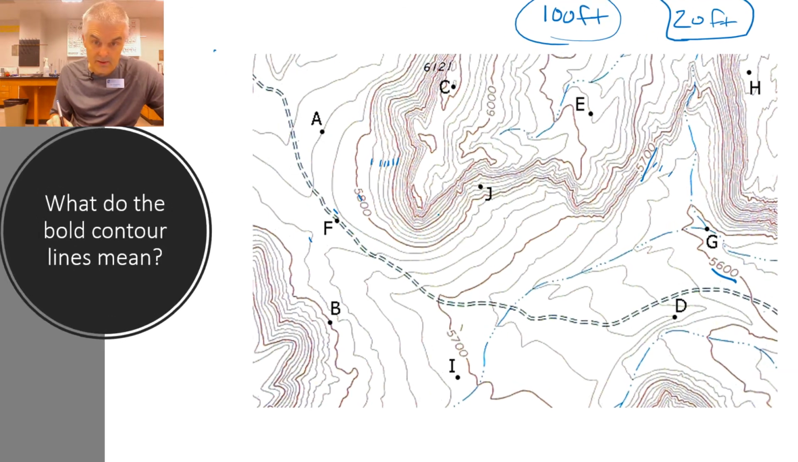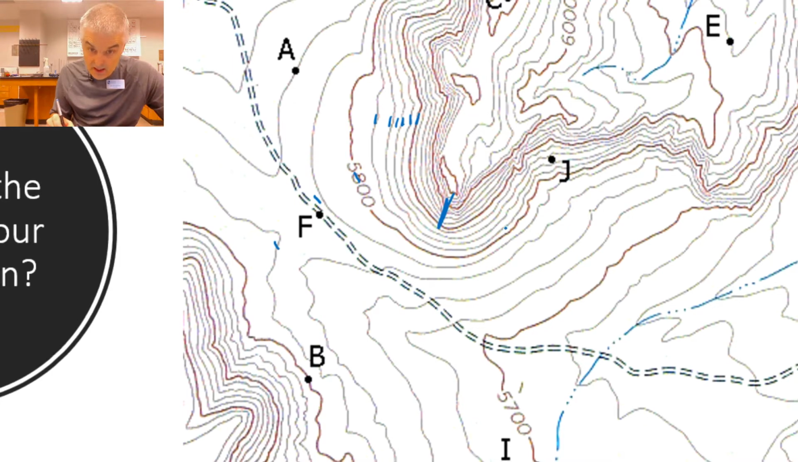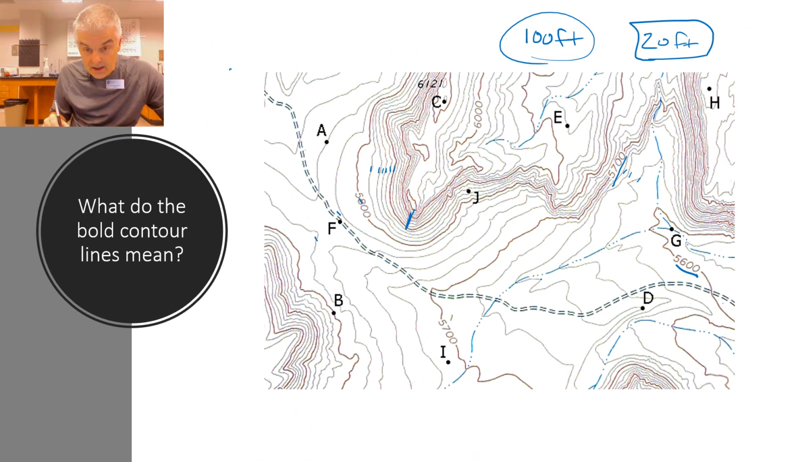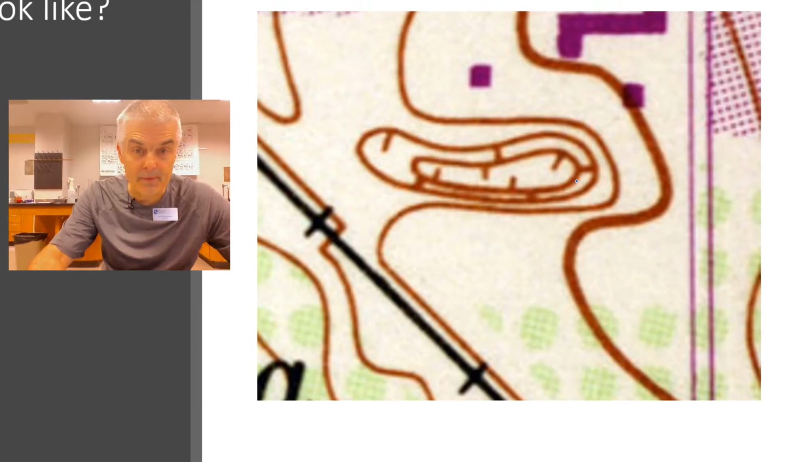And again, we talked about this last time. Steep here because the lines are super close, and right over here, like crazy shallow, right? Because the index lines go at 20 feet. This is going 20 feet from here to here, 20 feet from here to here, okay?